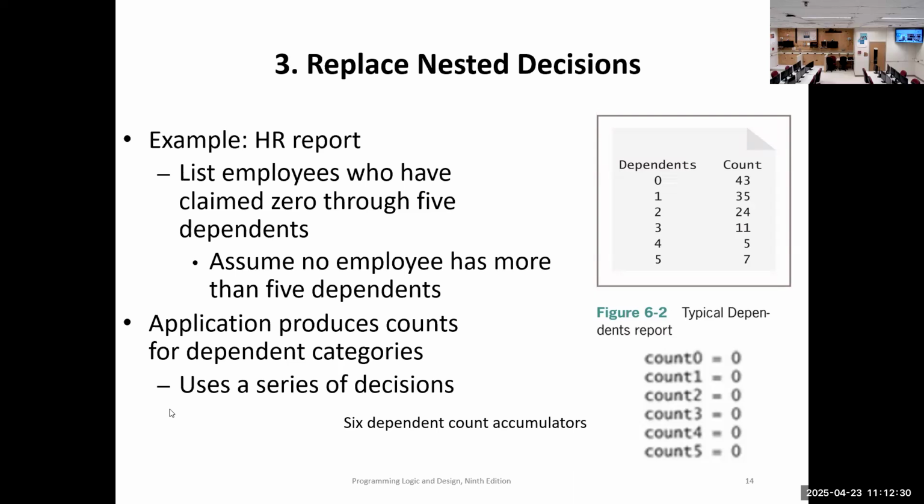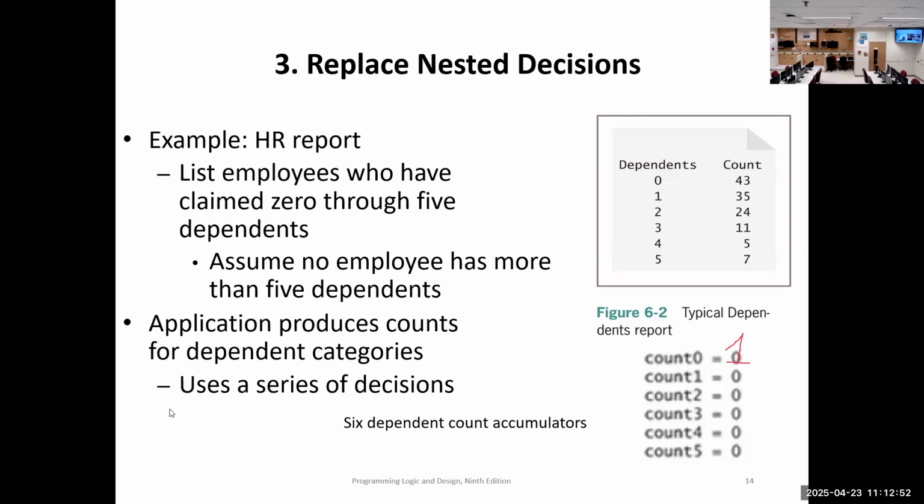So instead of 1 accumulator here, you have to maintain 6 accumulators. 1 is for counting number 0 here, that means 0 dependents. Right? Count number 1 here, that means 1 dependent. Count number 2 here, that means 2 dependents. Right? So now think about it, I have multiple employees here, right? So I raise the question: how many of you have 0 dependents?